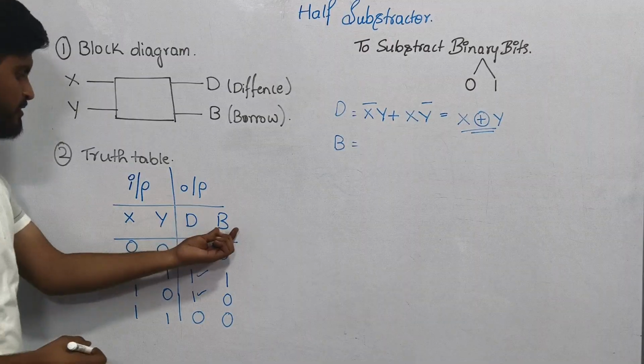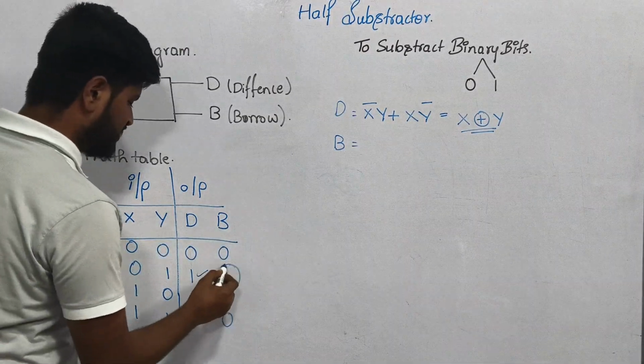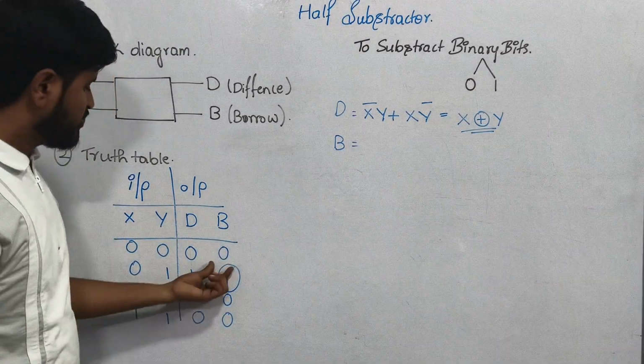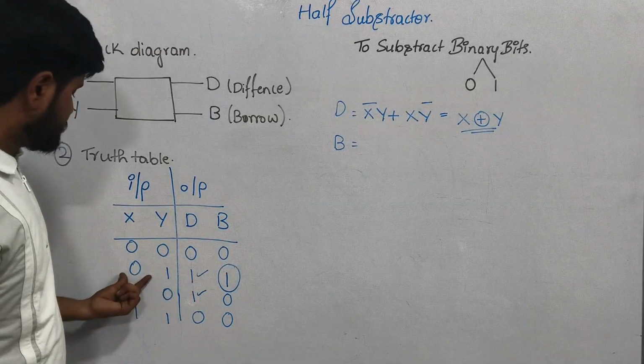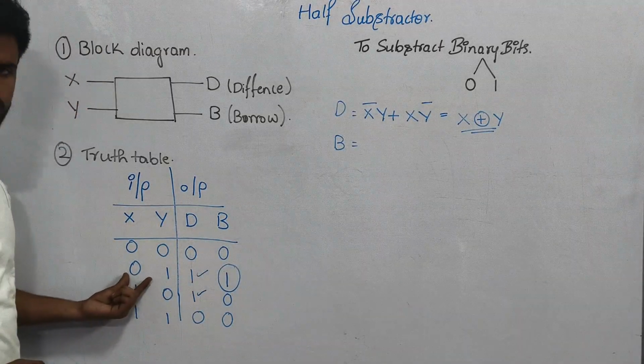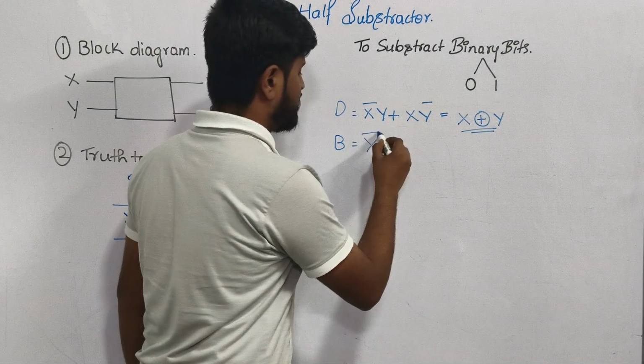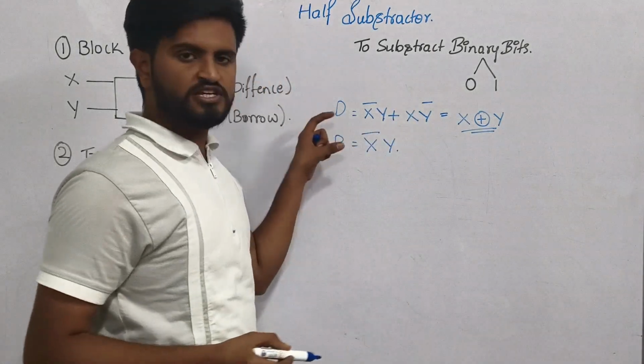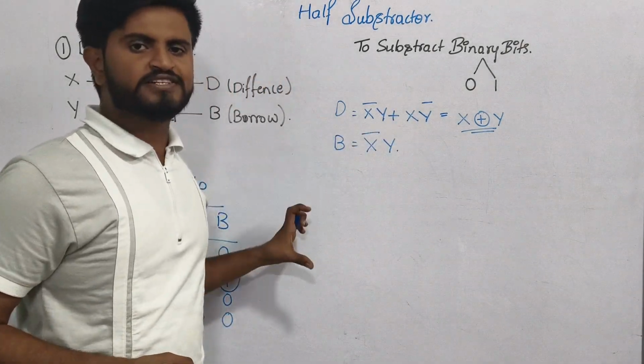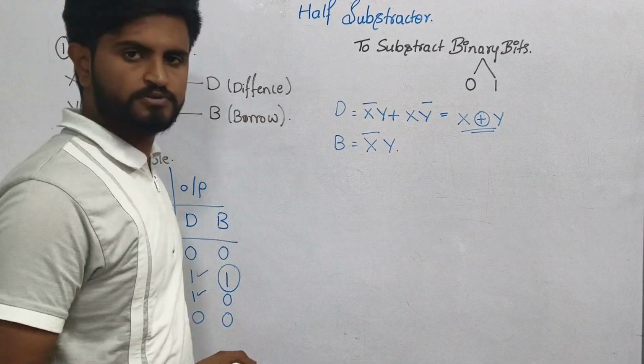Now let's write for borrow B. In only one scenario, it is having 1 as the output. That is X bar Y, because the X value is equal to 0. X bar Y. Now using these two output equations, let's design the circuit diagram for the half subtractor.